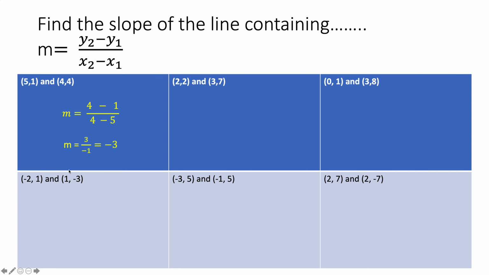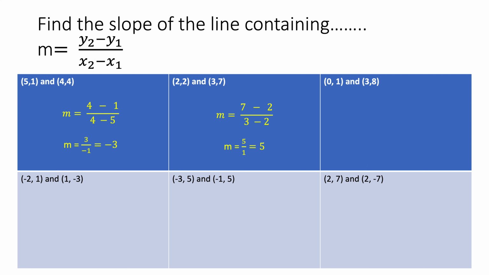Okay, you try 2, 2, and 3, 7. Do stop and start, of course. Okay, so again, I always like to start with the second number first. And here's the formula up here in case you're forgetting it. Y from second minus y from first, x from second minus x from first. So 7 minus 2 over 3 minus 2. 7 minus 2 is 5. 3 minus 2 is 1. That slope is 5.